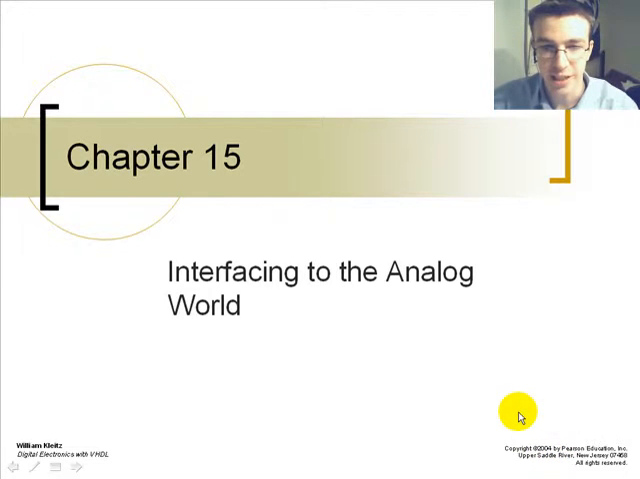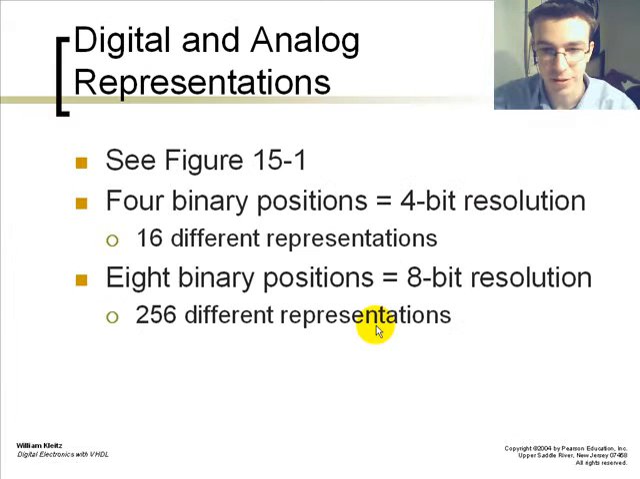Chapter 15, Interfacing to the Analog World. We'll discuss digital and analog representations that will solidify your understanding of changing from the analog world to the digital world. There are 4 binary positions of 4-bit resolution, which means there are 16 different representations of the same 4-bit value. In an 8-bit value, you would have 256 different representations.